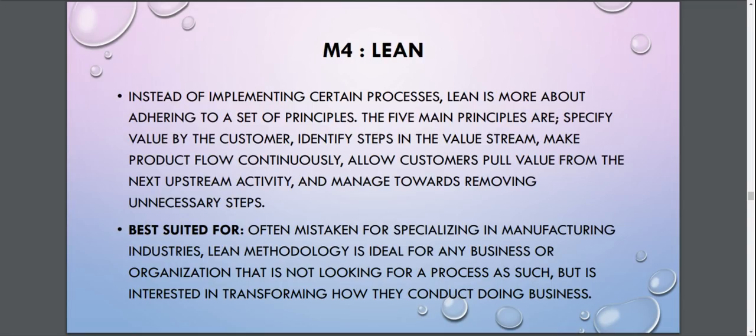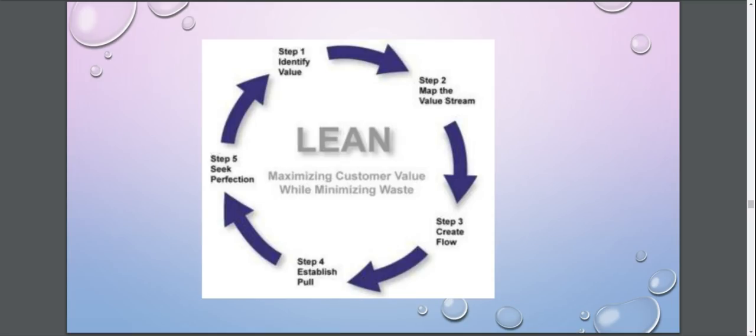So lean ni often mistaken for specializing in manufacturing industries. Lean methodology is ideal for any business or organisation that is not looking for a process but is interested in transforming how they conduct doing business. Itu adalah lean methodology. Okay, kalau you tengok kat sini, lean ni adalah maximizing customer value while minimizing waste. So itu dia punya objective of lean ni. You nak increase the customer value while at the same time it tries to minimize the waste.